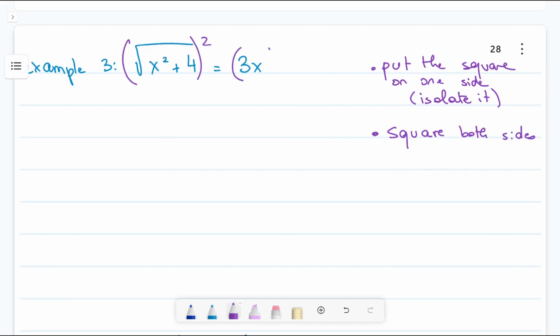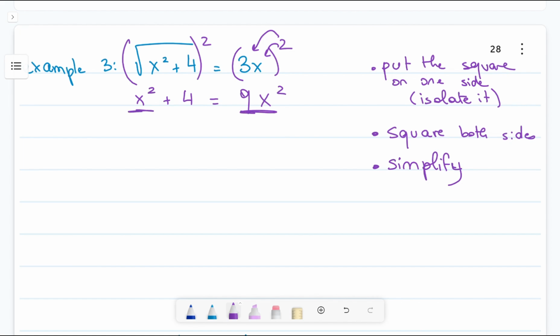So let's square both sides. Squaring cancels out the square root. So on the left-hand side, we get x squared plus 4. On the right-hand side, we get 3 squared, which is 9 times x squared. Now, let's simplify. Simplification happens often with like terms, which we have here. So let's put them all on one side. 9x squared minus x squared is 8x squared. And let's move the 4 to the other side. 8x squared minus 4 equals to 0.